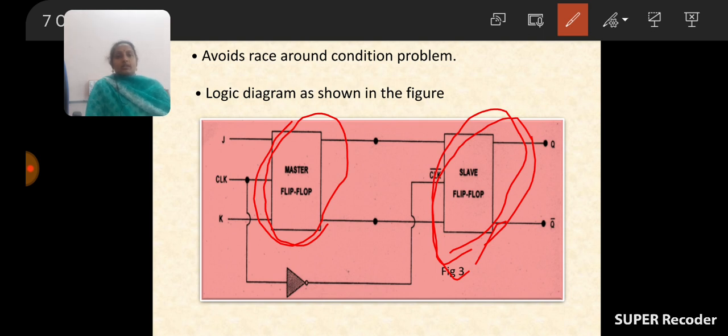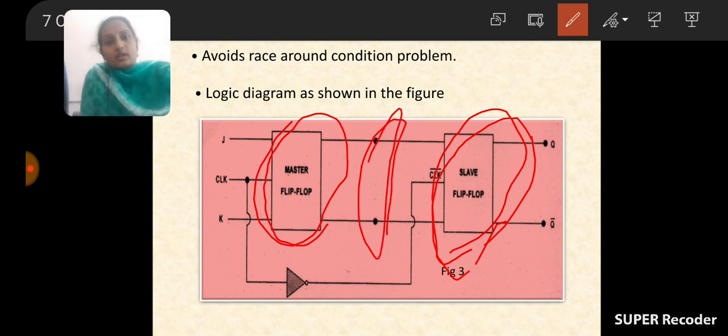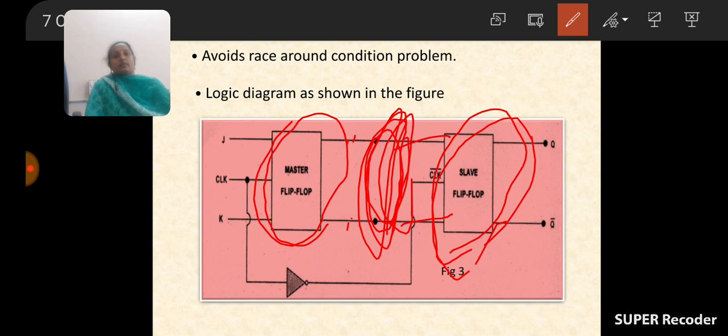First part is called master and the second part is called slave. What is the first part? Master. And what is the name of the other part? Slave. And here the output of the first flip-flop acts as the input for the next flip-flop. Is it clear?